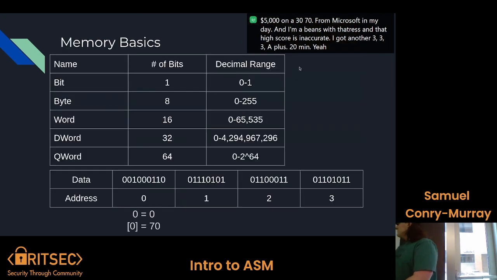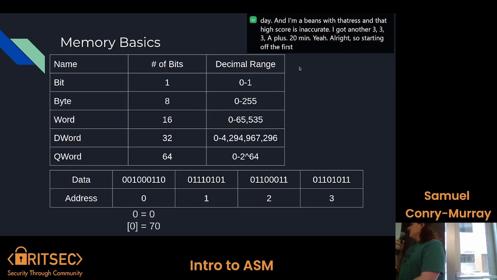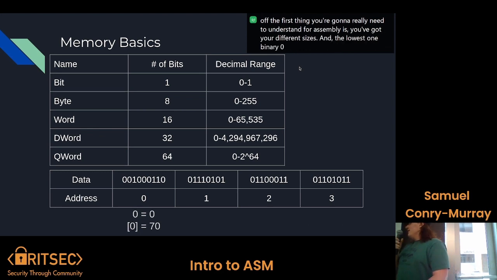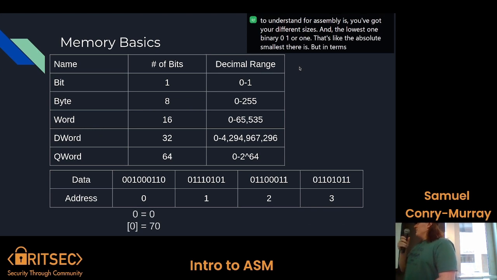All right, so starting off, the first thing you're going to really need to understand for assembly is memory. You've got your different sizes of memory. Bit is going to be the lowest. It's just one binary digit, 0 or 1. That's the absolute smallest there is. But in terms of actually working with memory, the smallest you can move around is going to be a byte, which is 8 bits. It's got a range of 0 to 255 for decimal values.